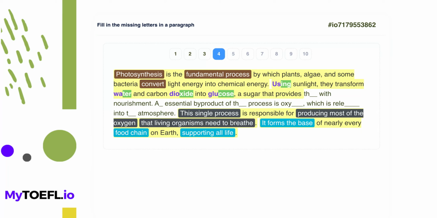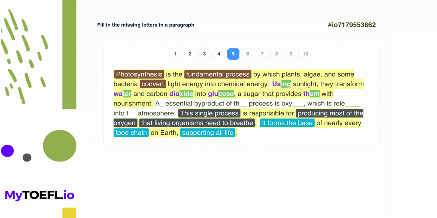Now we tackle the fifth blank, which is a pronoun. Using sunlight, they transform water and carbon dioxide into glucose, a sugar that provides blank with nourishment. The question provides the letters T and H and contains two missing spaces. The sentence mentions that the sugar provides nourishment. We need a pronoun that refers back to the plants, algae, and some bacteria mentioned earlier. The two starting letters point to an object pronoun used for plural nouns. The correct word is them.